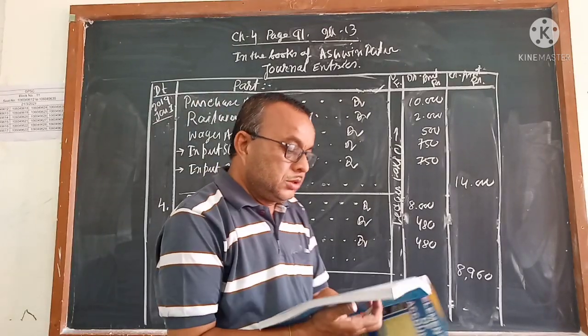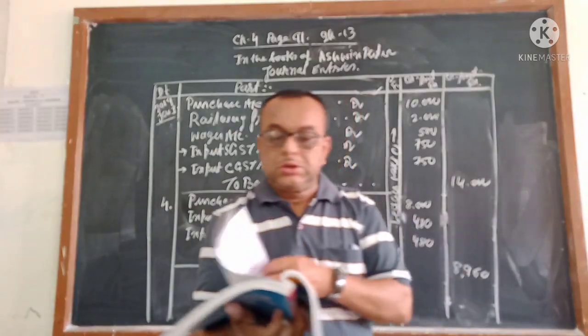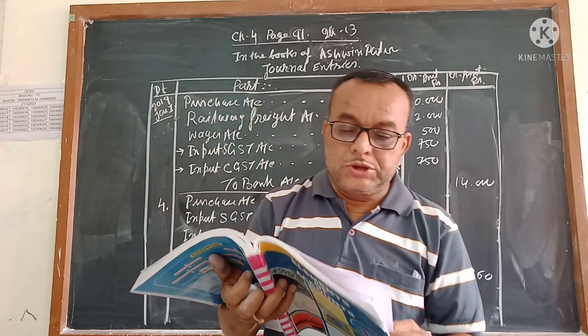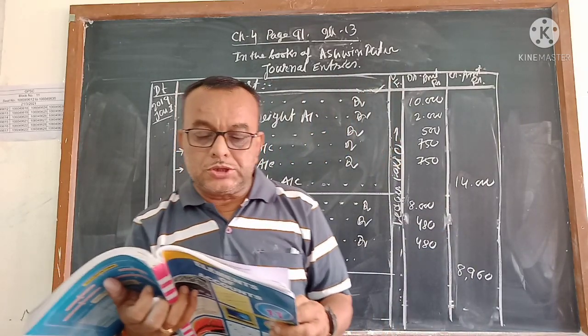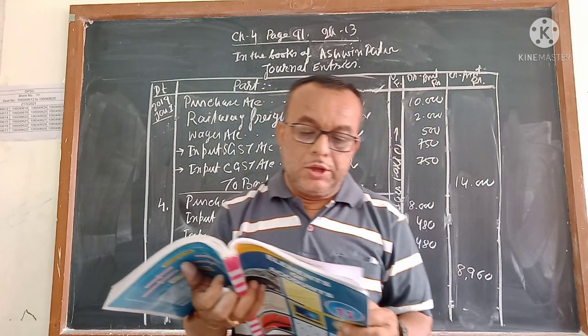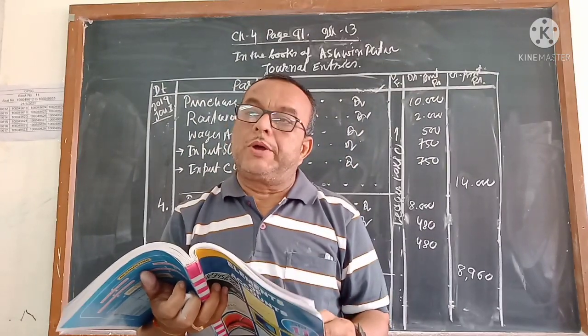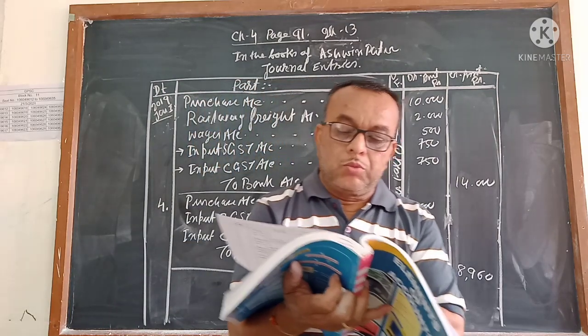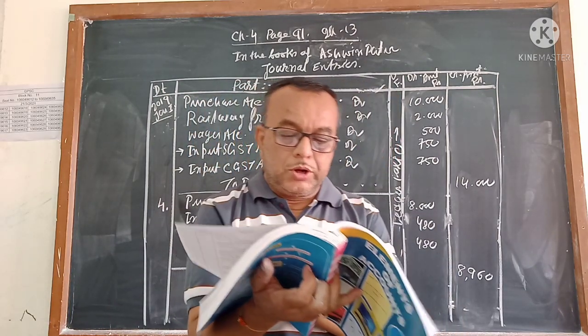See the answer on your next page. Purchase account debit, input CGST account debit, input SGST account debit to Amul Bhai. Very simple thing you will keep in mind. Which one or two formulas I told you, that only you will remember.